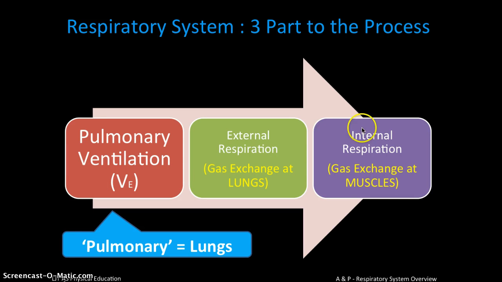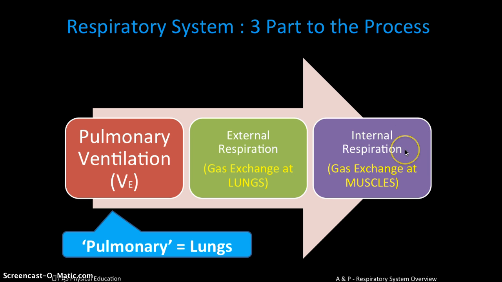Thirdly then, the oxygen would have been transported around the body in blood. That's obviously associated with the cardiovascular system. And then it arrives at the muscle tissues, in some capillaries. And again, we have a process of gaseous exchange that occurs at the muscle site. And this is called internal respiration.